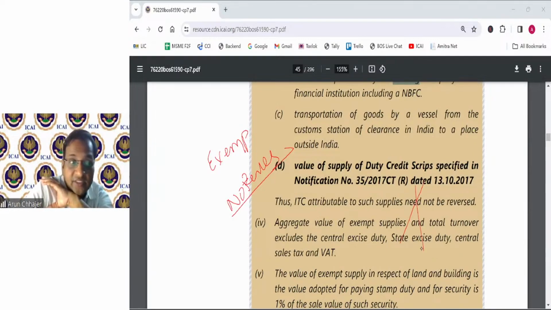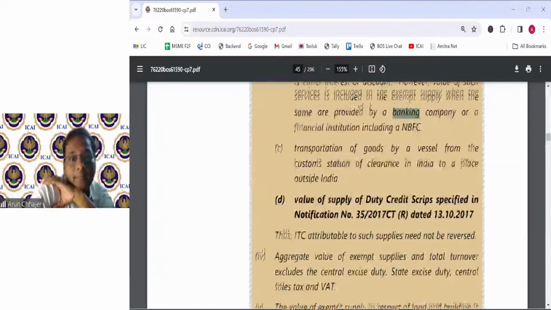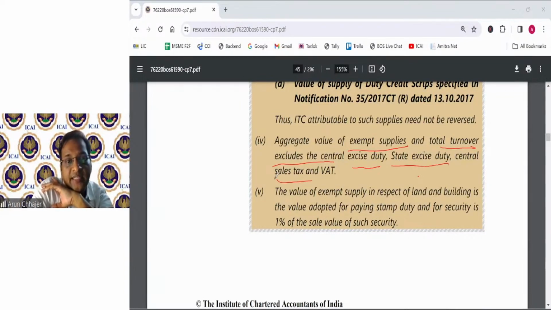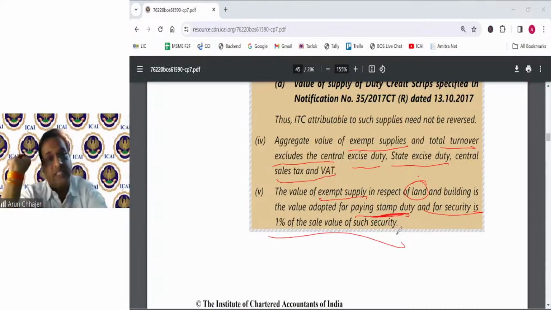Now, it further says: the aggregate value of exempt supply and the total turnover exclude central excise duty, state excise duty, central sales tax, and VAT. Further, the value of the exempt supply in respect of land and building will be adopted as the stamp duty value, and for securities, it will be 1% of the sales value.